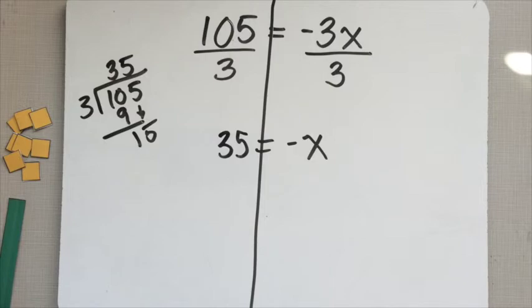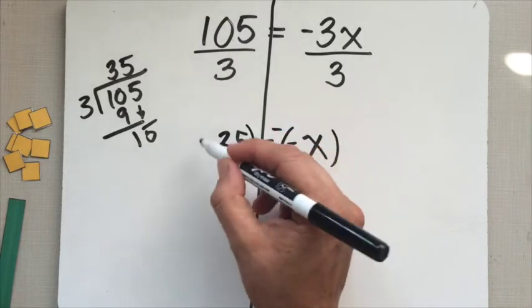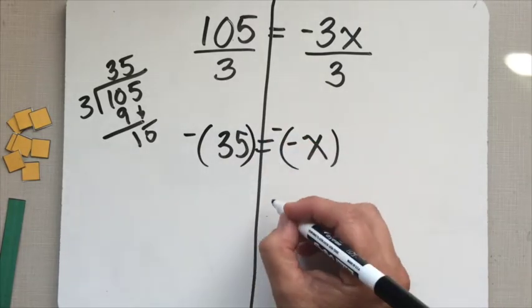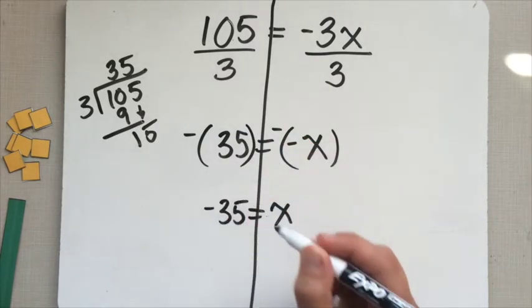Remember, you're not done. Since I want a positive x, I'm going to take the opposite of both sides. And I'm going to get positive x is equal to negative 35.